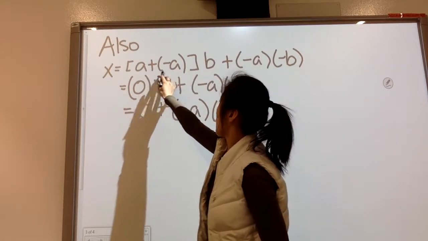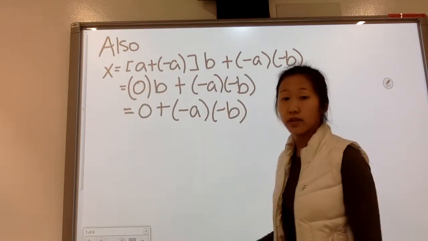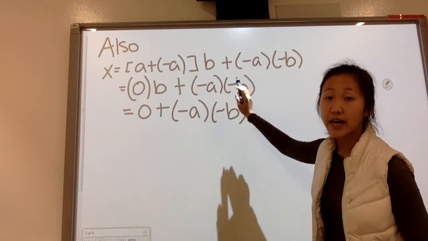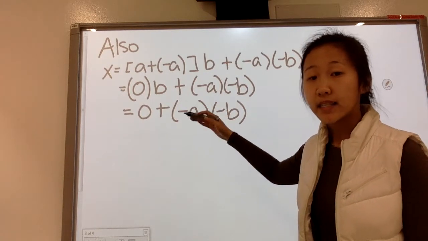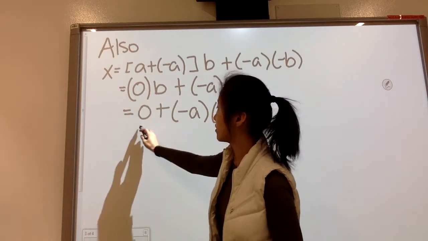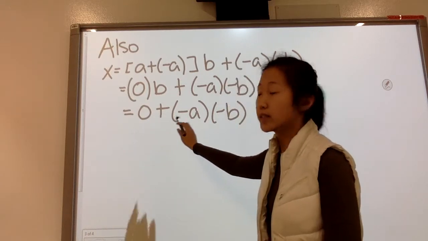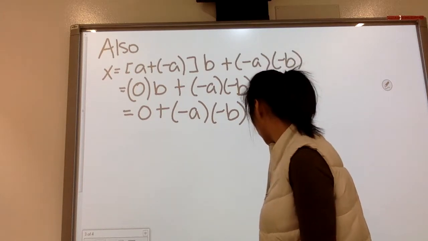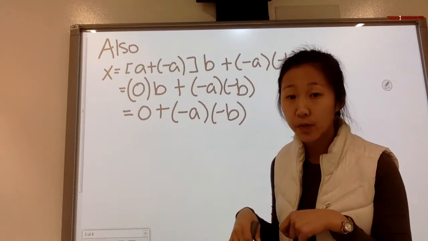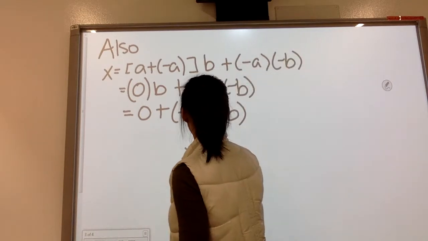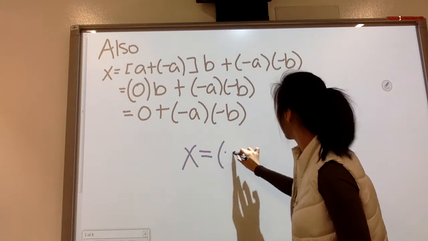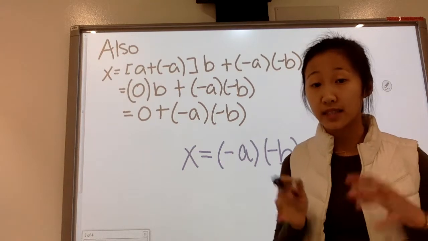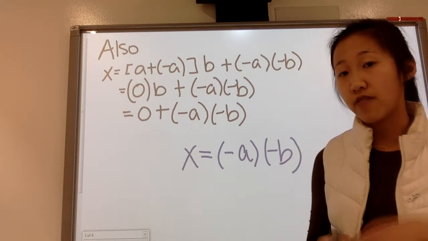Our next step, we have a plus negative a. Once again, that gives us 0. So we have 0 times b, plus we still have the negative a times negative b. And then our next step, anything multiplied with 0 gives us 0, a product of 0. So we have 0 plus negative a times negative b. And so this gives our final answer to rewriting it this way. When we factor out the b, we have x equals negative a times negative b.